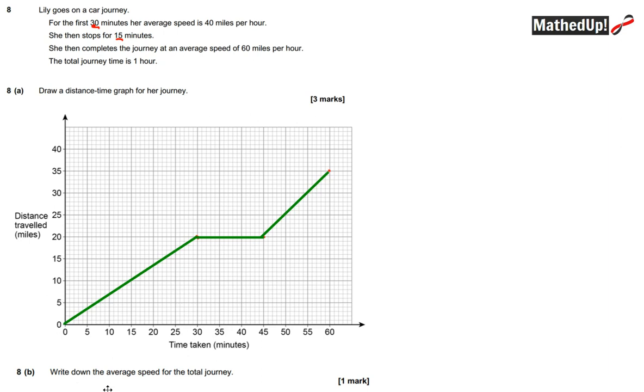Okay, part B says write down the average speed of the total journey. The total journey has taken her 60 minutes, so it's taken her 1 hour, and in that time she's travelled 35 miles. So her average speed must be 35 miles per hour.